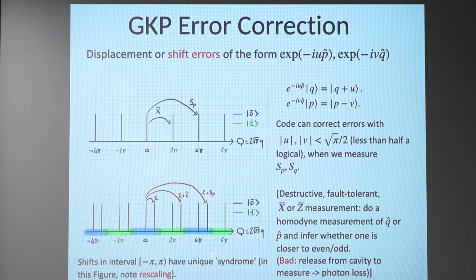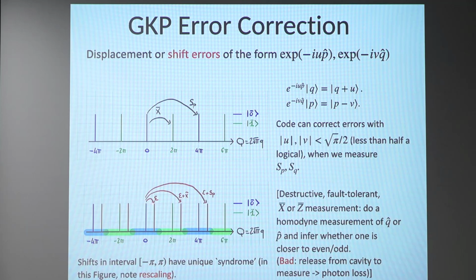Okay, now what do the errors do in this picture? Let's say I have a little error epsilon. Here I have called it U and V. It's a little shift. So now the idea is that I measure SP and SQ, or in this case, I measure SQ. And then I try to shift it back, basically.